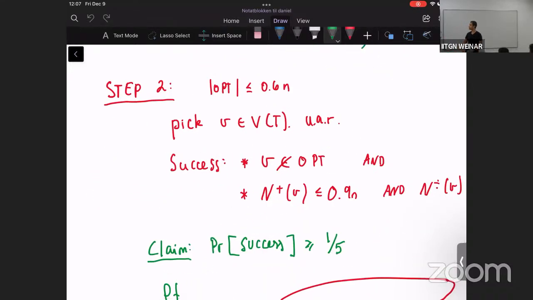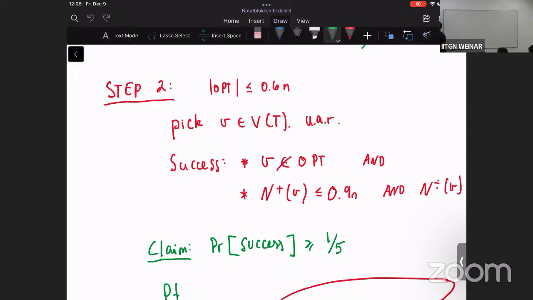Okay, so now comes the interesting step, which is the case that the number of vertices in opt is at most 60%. Now notice we don't actually know which case we're in. The algorithm doesn't know. So it's going to do both. And we will have to pay for that in our running time. But it turns out that that is not too bad.